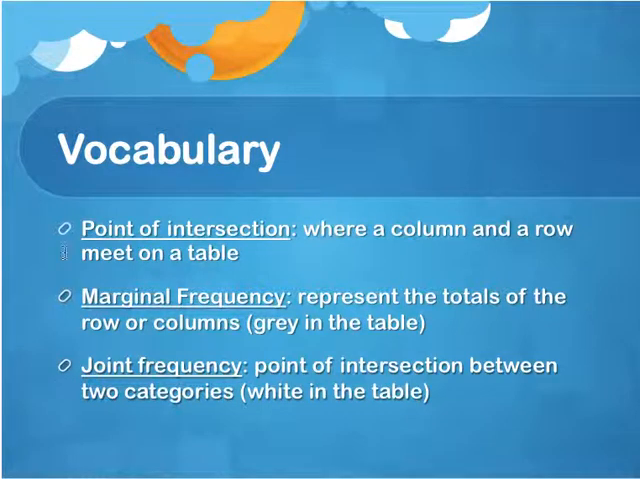All right, these are the most important ones that we're going to be using today. Point of intersection, we've heard that before when we were talking about graphs. It's where a column and a row meet on a table. A marginal frequency represents the totals of the rows or the columns, and that's going to be gray in the following table. It's going to be gray in the table on your worksheet. And joint frequency are the point of intersection between two categories. And those are going to be white.